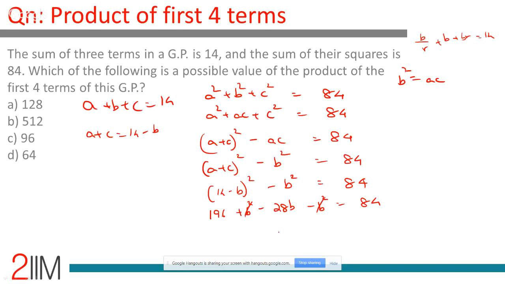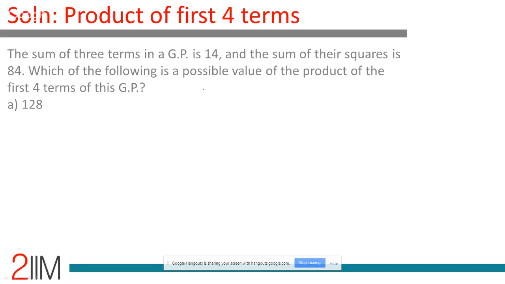B square gets knocked out. 28B can come that side. 196 minus 84 is 112, which is 28B. B is 4. So we are effectively down to three terms in GP, which are 4 by R, 4, and 4R, adding up to 14. 4 by R plus 4R equal to 10.